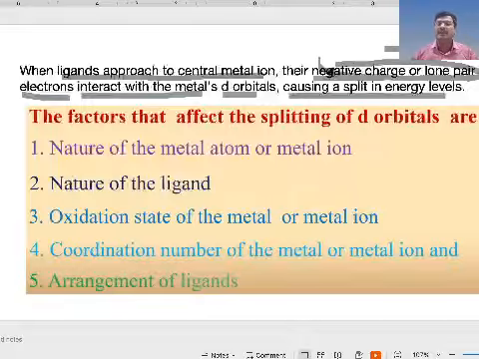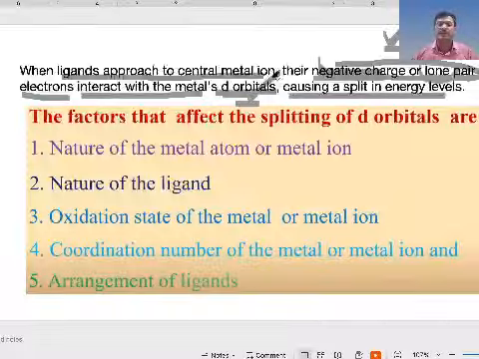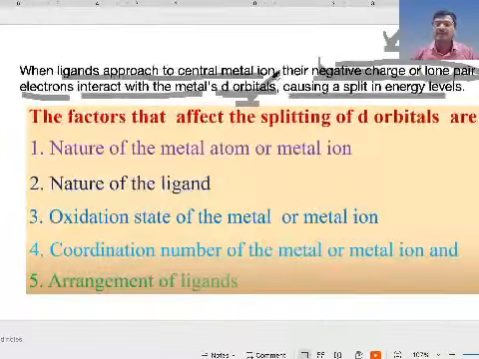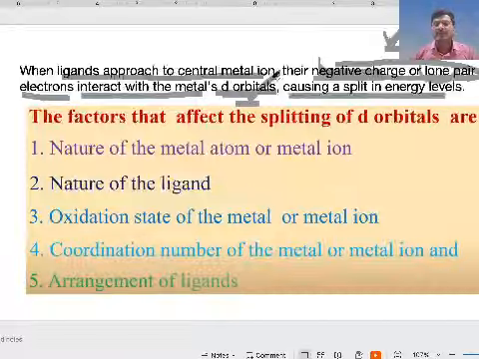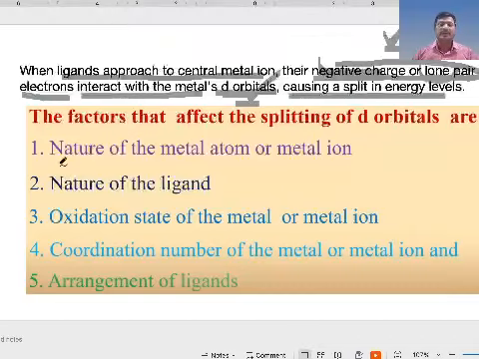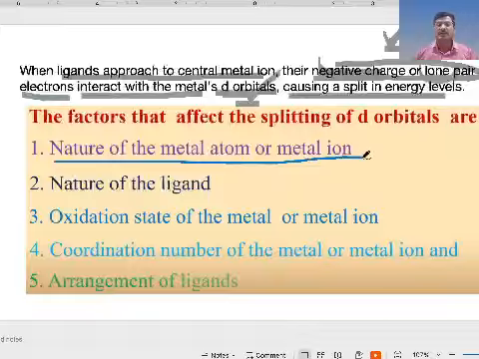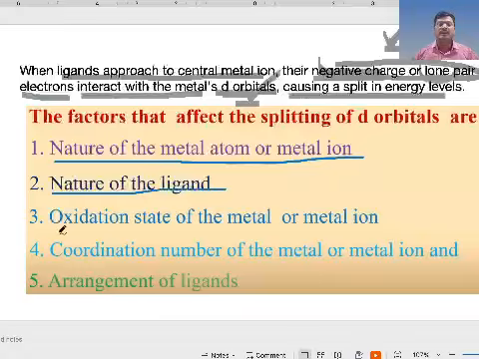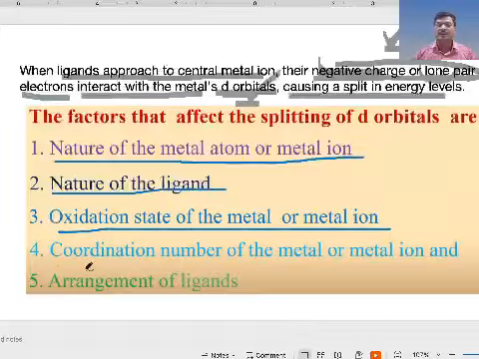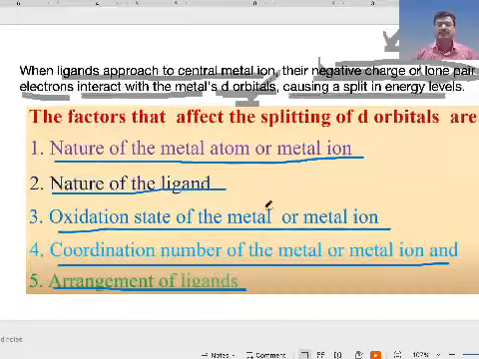The ligand has a negative charge or lone pair, and the orbital is also negative. Repulsion takes place between the negative of the ligand and the negative of the orbital. That's why it causes some repulsion, leading to splitting into energy levels. And this splitting depends upon many factors like the nature of the metal atom or metal ion, nature of the ligand, oxidation state of the metal or metal ion, coordination number of the metal or metal ion, and arrangement of the ligands. These are some of the factors affecting the splitting of d orbitals.